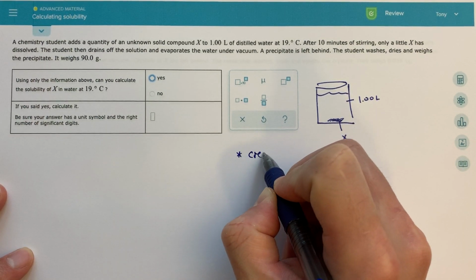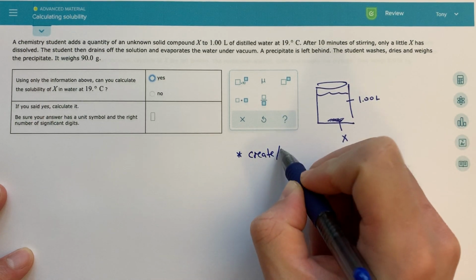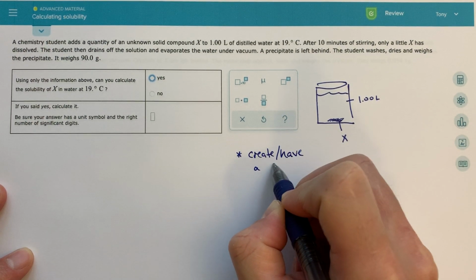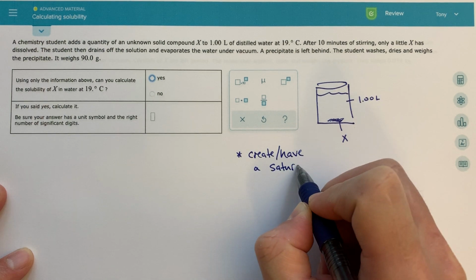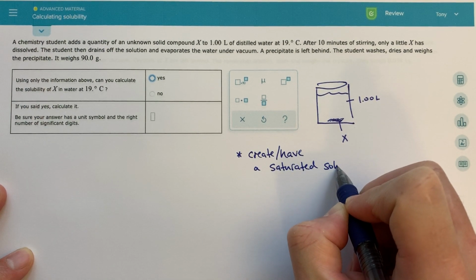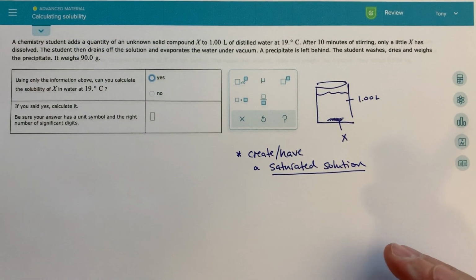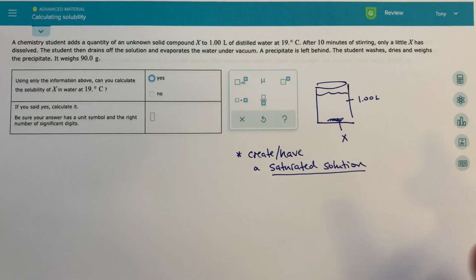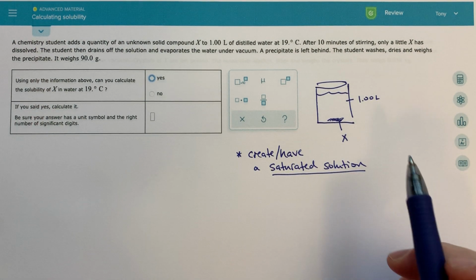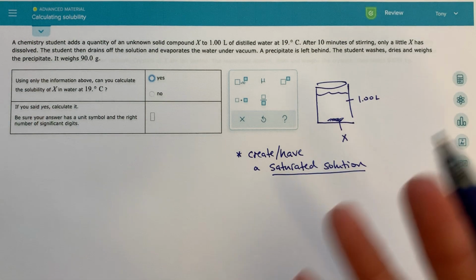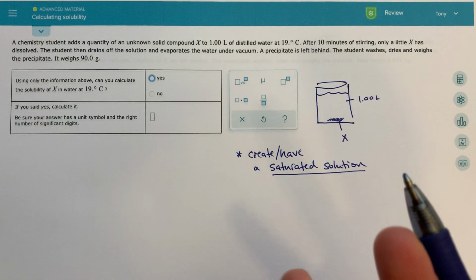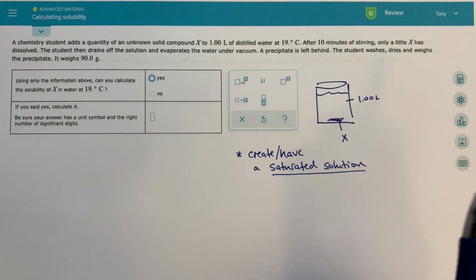to create or have a saturated solution. That's what we're really looking for. This is the key. If we do not have a saturated solution, then we cannot calculate the solubility. We don't know for sure that it is the actual solubility. And the key aspect of a saturated solution is that not all of the precipitate is dissolved. That's what we need to pay attention to.